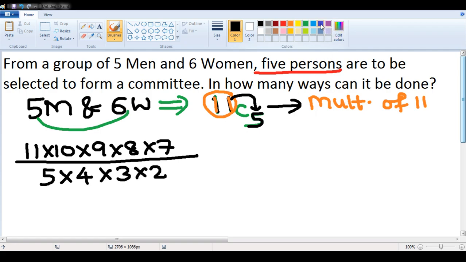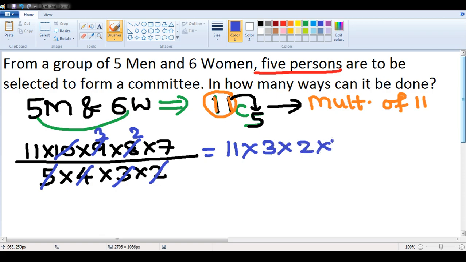If I simplify this further, can I say that 5 into 2 is 10, cancels with the 10. So 4 into 1, 4 into 2. 3 into 1, 3 into 3. So this is 11 into 3 into 2 into 7. As I already said, it should be a multiple of 11. Therefore, it is 11 into something, right? It should be a multiple of 11.